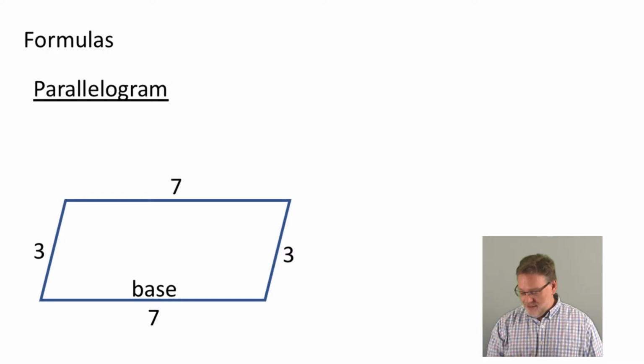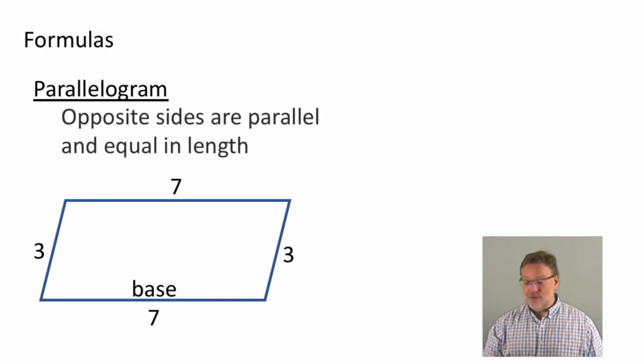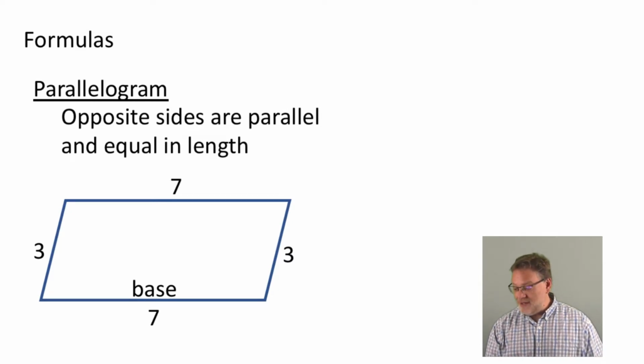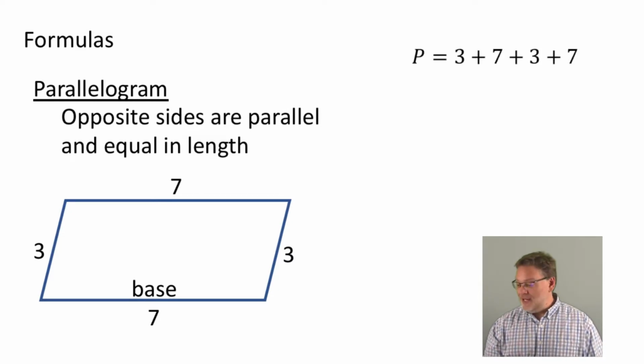More importantly here, we can describe the lengths of each one of these sides. You can probably think of it here as simply 3 plus 7 plus 3 plus 7, and we have our perimeter. The answer there is 20.